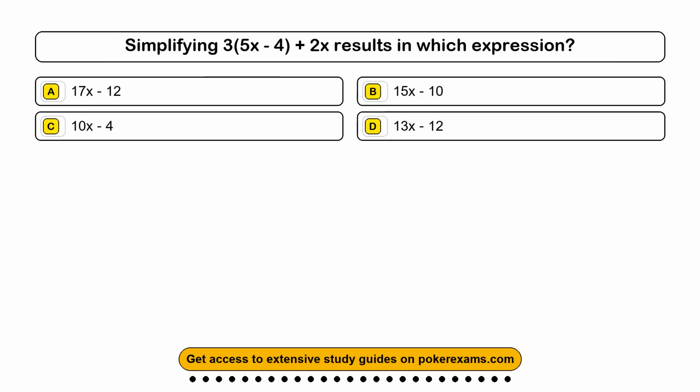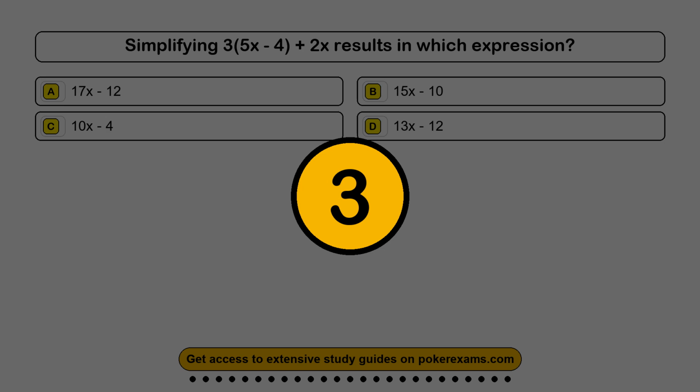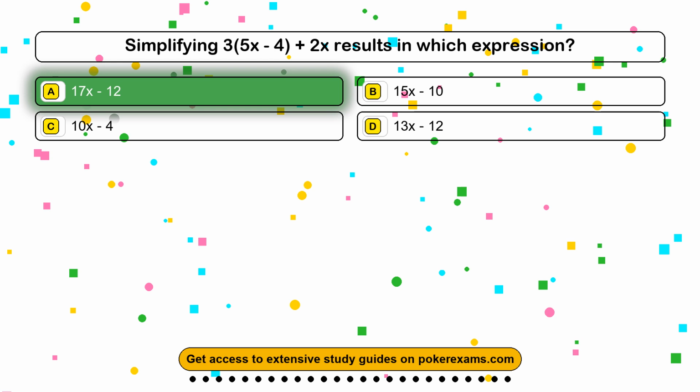Question 7. Simplifying 3(5x minus 4) plus 2x results in which expression? Option A: 17x minus 12. Option B: 15x minus 10. Option C: 10x minus 4. Option D: 13x minus 12. The correct answer is option A, 17x minus 12.